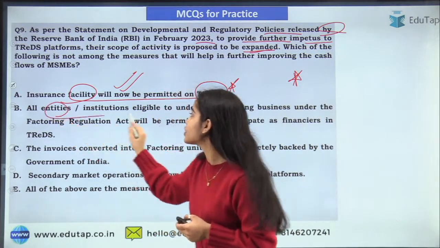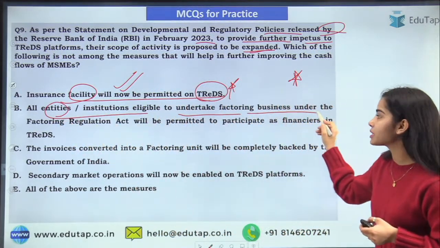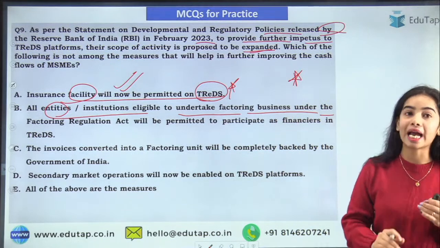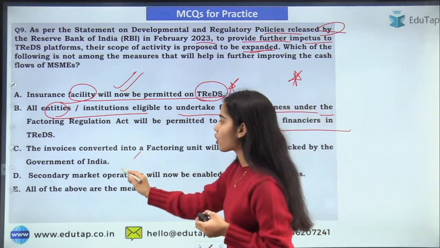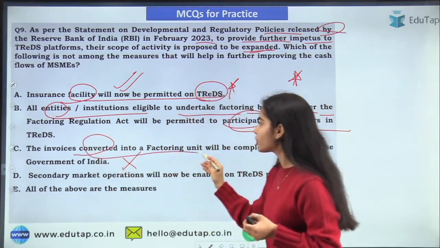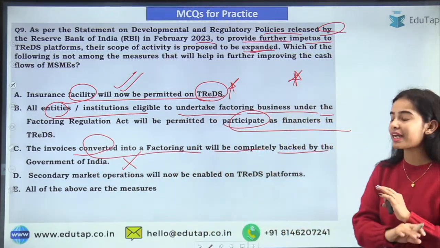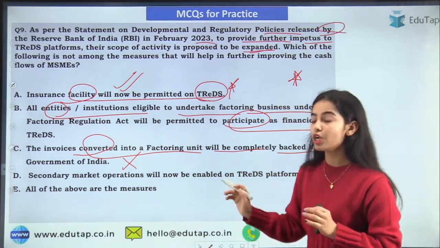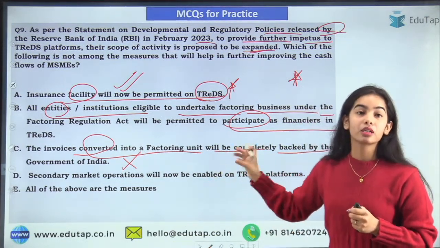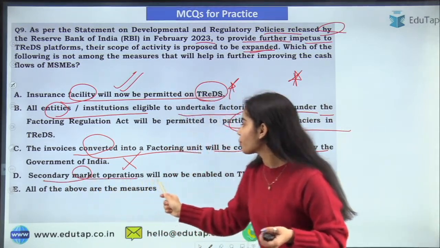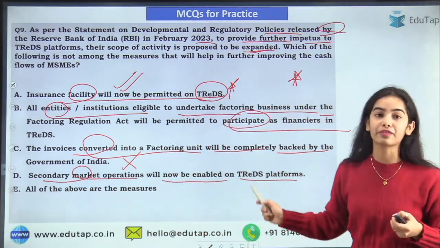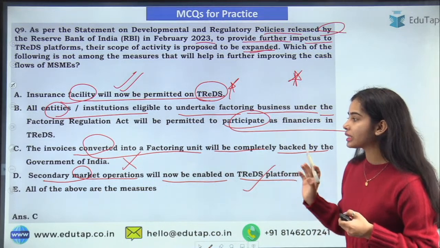All entities, institutions eligible to undertake factoring business under the Factoring Regulation Act will be permitted to participate as financiers in TReDS. This is a wrong statement: the invoices converted into a factoring unit will be completely backed by the government of India. So this is absolutely wrong. This is not the expansion that has happened. Okay. The third is secondary market operations will now be enabled on the TReDS platform. So this is correct.